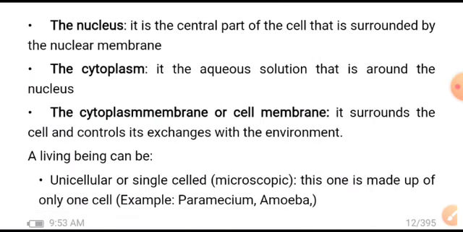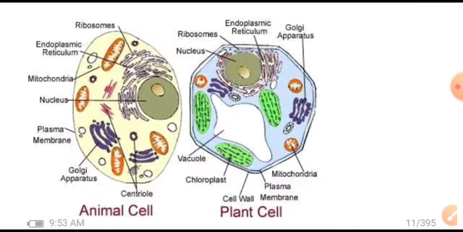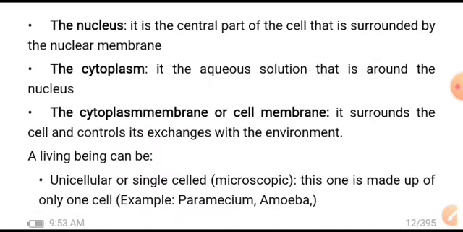So here there are different parts of the animal cell and plant cell. Let us see the general parts and their different functions one by one. Starting from the nucleus, it is the central part of the cell that is surrounded by the nuclear membrane. This is like the brain of the cell. It contains nuclear materials like DNA and RNA. So these are the central part of the cell, surrounded by the nuclear membrane.